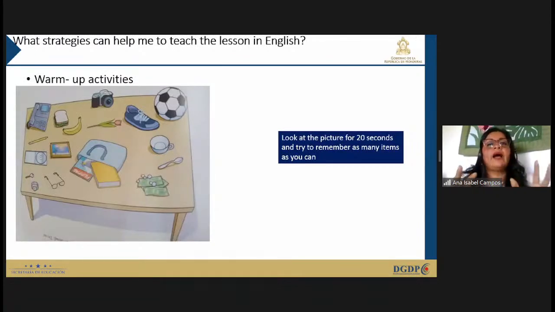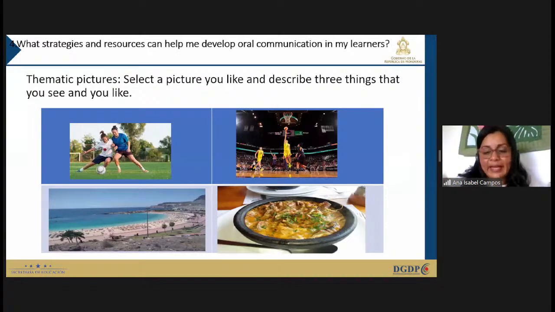So here, this is a warm-up activity. For example, I can tell you, look at the following picture for 20 seconds. Now, try to remember as many items as you can. And I do this, right? And then I ask you, what did you see? What did you see in the picture? I don't know if any of you want to say something about the picture. Do you remember some of the items? I know that I put it very, very quickly. Anybody who would like to participate and try to remember what did you see in the picture?